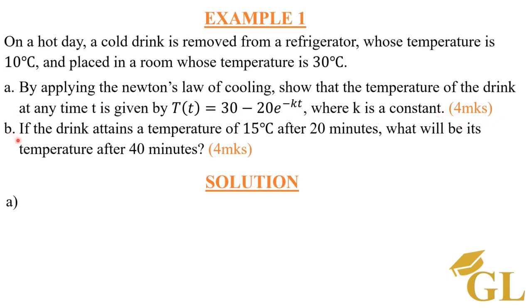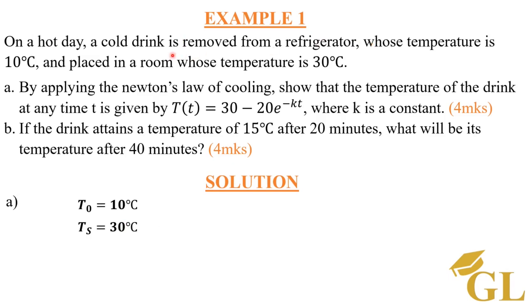And the B part says if the drink attains a temperature of 15 degrees Celsius after 20 minutes, what would be its temperature after 40 minutes? And that question too was allocated 4 marks. So now let us move straight into the solution. Remember that T0 is the initial temperature of the drink and is given by 10 degrees Celsius, while Ts is the surrounding temperature where the drink finds itself, and it is given by 30 degrees Celsius.